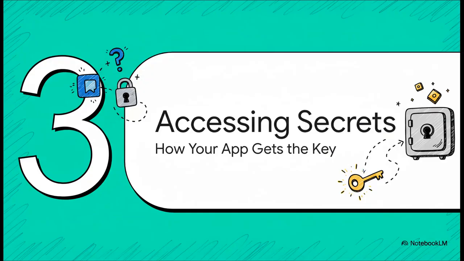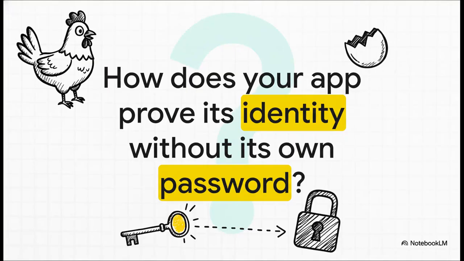But wait, this brings up a really important, almost paradoxical question, right? If we've moved our secrets out of the code to avoid storing a password there, then how does our application prove it's who it says it is to get those secrets back from Key Vault? It feels like a classic chicken and egg problem, doesn't it? To get a secret, you need to authenticate. But to authenticate, don't you usually need another secret? Well, luckily, Azure has a really elegant solution for this.